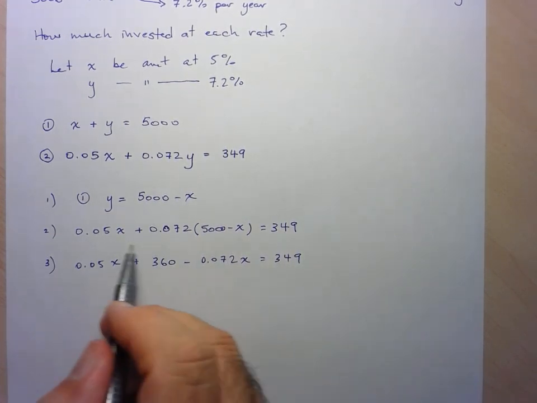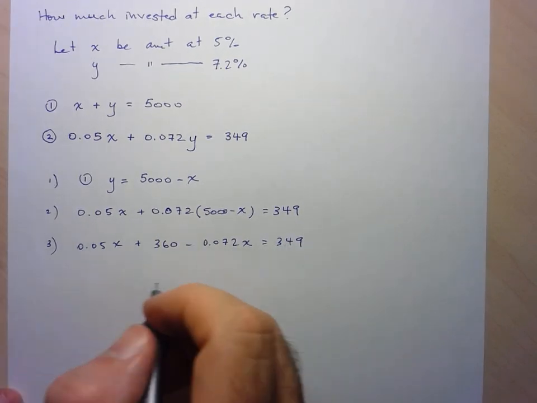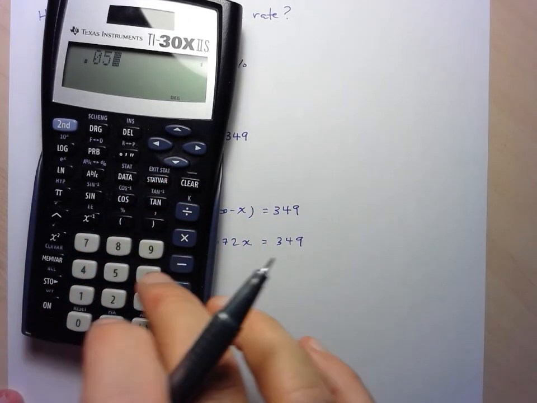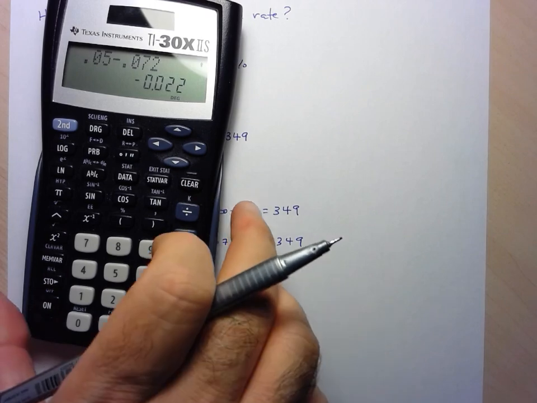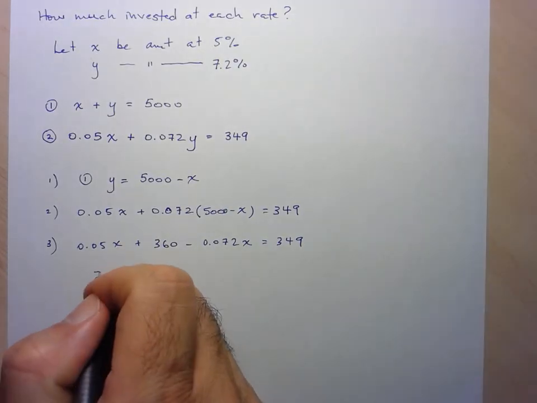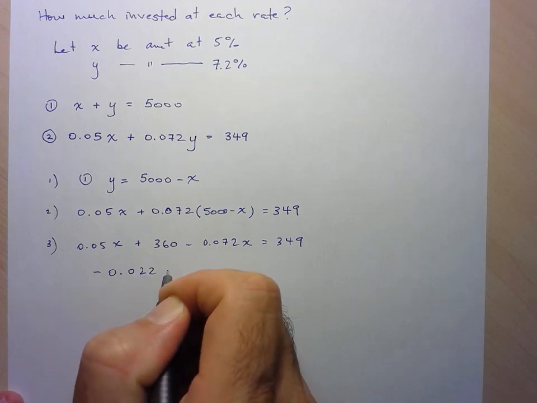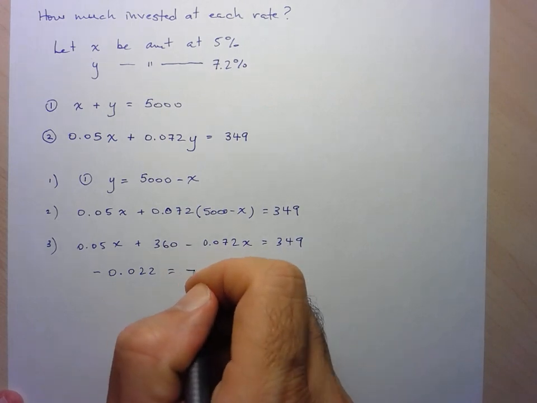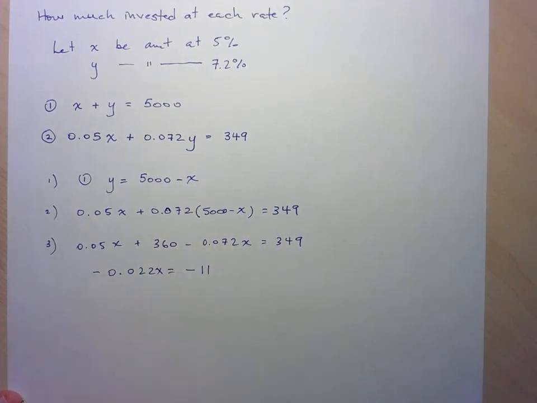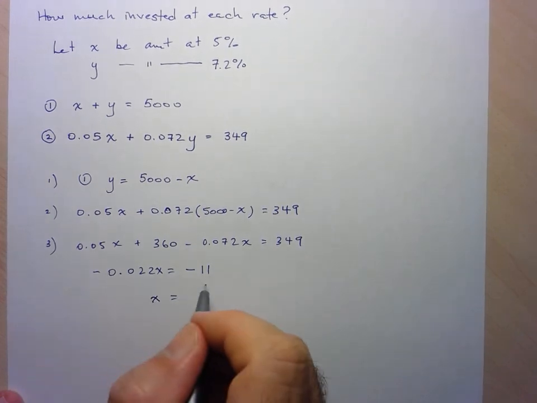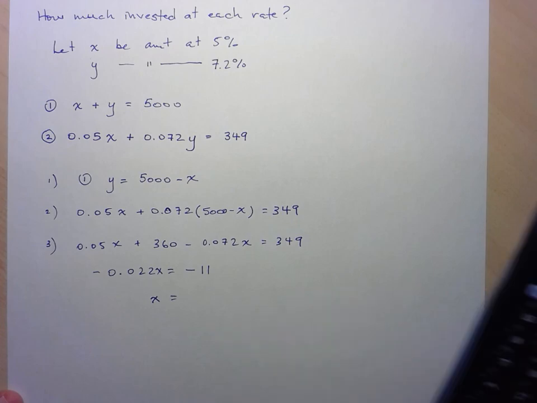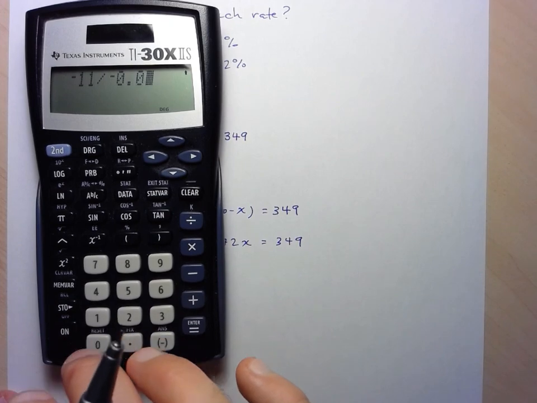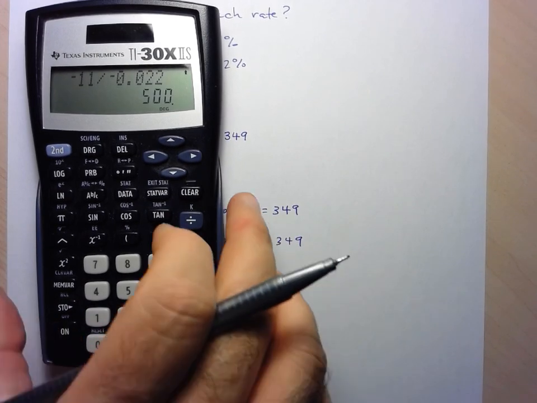I'm going to keep all the variables on this side, bring all the numbers to the other side. So 0.05 minus 0.072 is equal to 0.022. So negative 0.022x equals 349 minus 360, well, that I can do in my head, that's just negative 11. Okay, and now the last step is to divide both sides by negative 0.022. So negative 11 divided by negative 0.022, and we get 500.